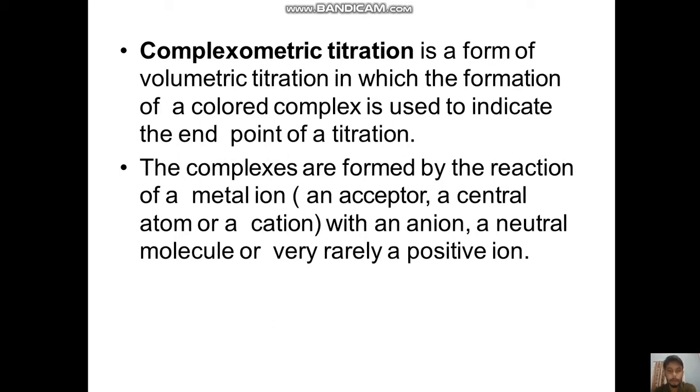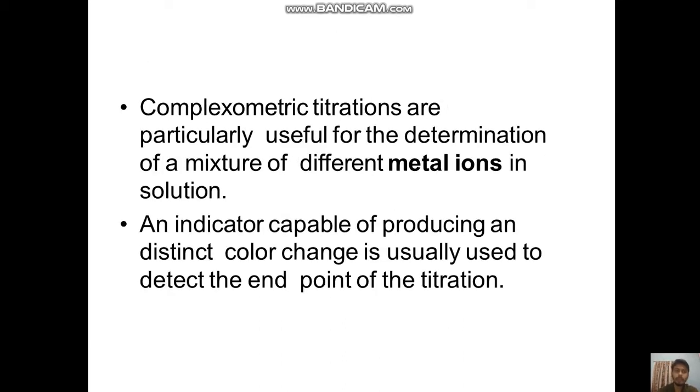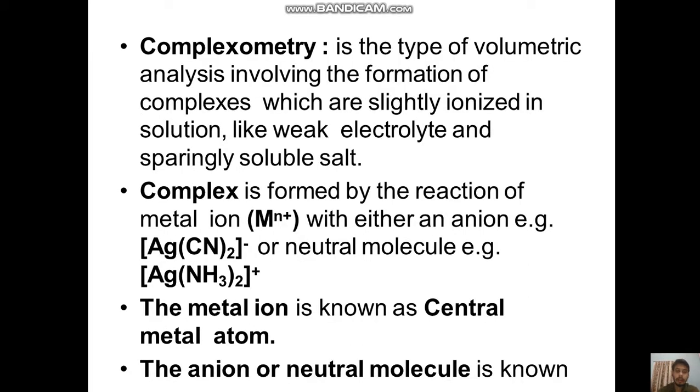So firstly one metal ion will be there, and that will form a complex, maybe with an anion, maybe with a neutral molecule, or sometimes with positive ions. Complexometric titrations are particularly useful for the determination of a mixture of different metal ions in the solution. If there is a metal ion in a solution, we can determine that. An indicator capable of producing a distinct color change is usually used because there is a formation of color at the end point.